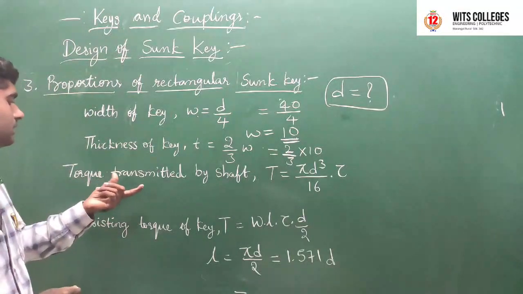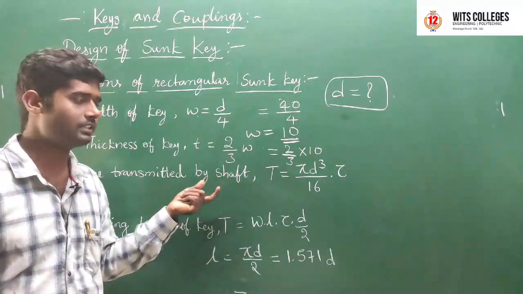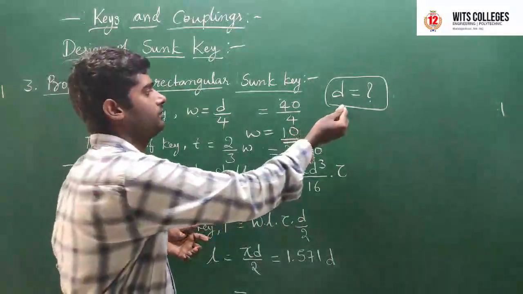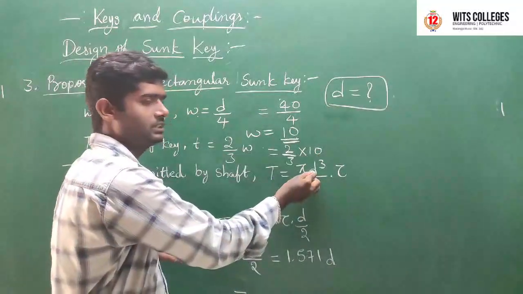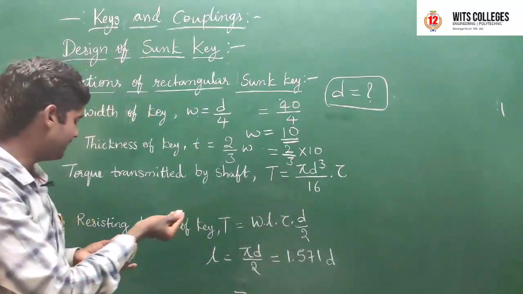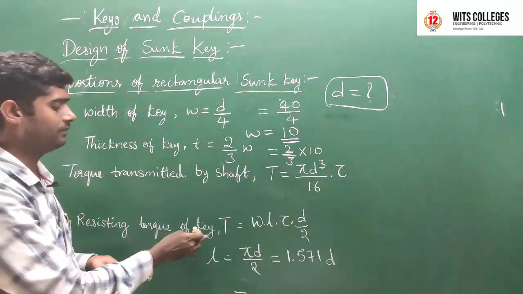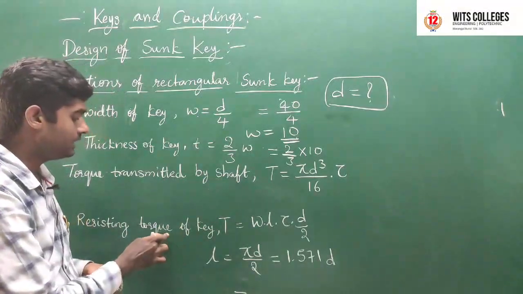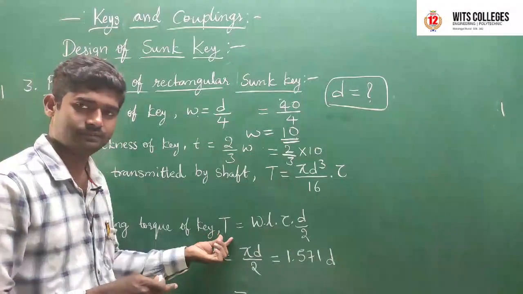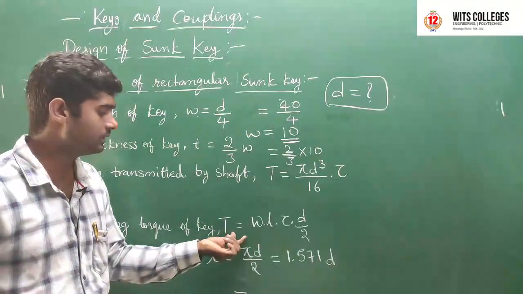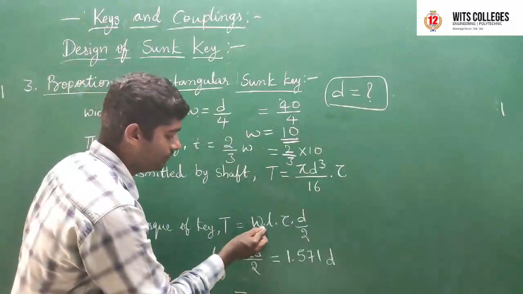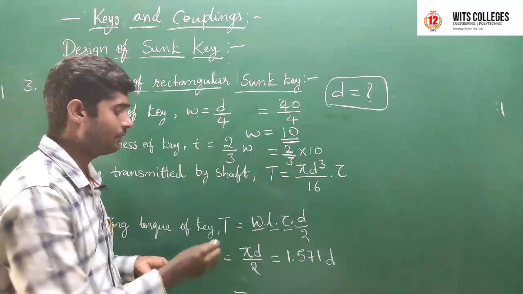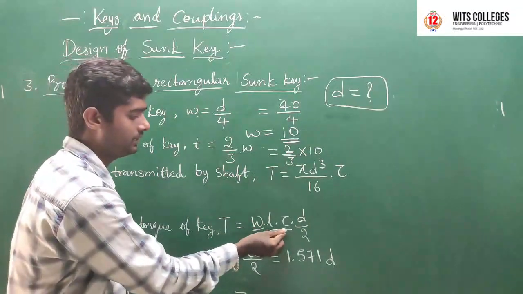Next, torque transmitted by shaft. If you want to find out the torque and you don't know the D, find out D using this equation. Another one is the resisting torque of key. This is the torque transmitted by the shaft. This one is the torque transmitted by the key, T is equal to width into L into tau into D by 2. After finding the width, substitute width and L.